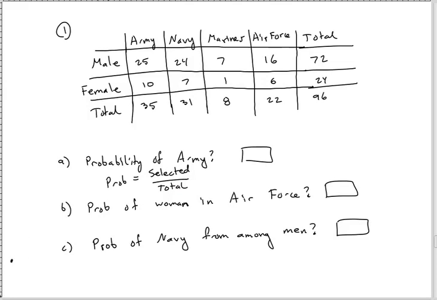I'm going to use colors to kind of show you what's going on with each one of these. So the probability of Army. They want you to select the Army. So select Army, and then divide it by the grand total. That was it. But now, notice that the Army has its own little subtotal here, which is kind of handy. And so all you're having to do here is the 35 divided by 96, and you're done.